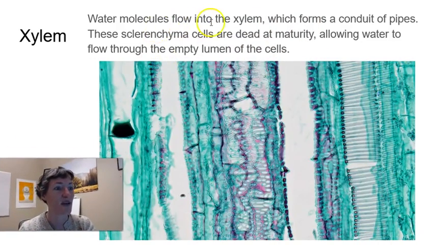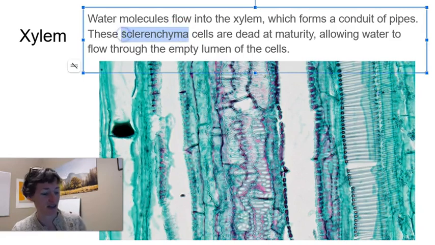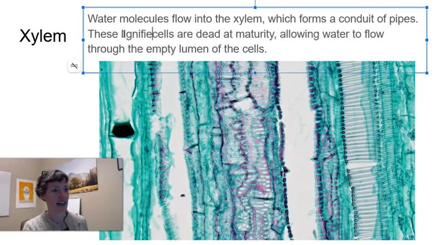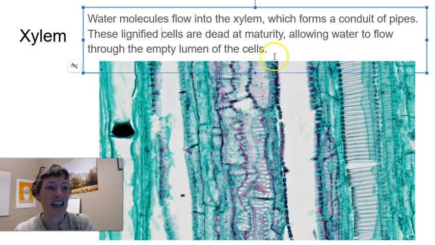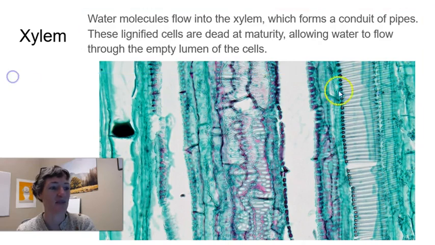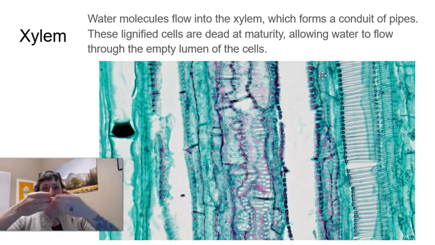Okay, so water molecules flow into the xylem, which forms a conduit of pipes. These lignified cells are dead at maturity, allowing water to flow through the empty lumen of the cells. So you have seen these in your celery cross-sections and maybe in some of your other plant tissue samples. These here, these long cells we're looking at, if we were to take a plant growing this way, we would slice it longwise and look inside of it. That's what we're doing right now.